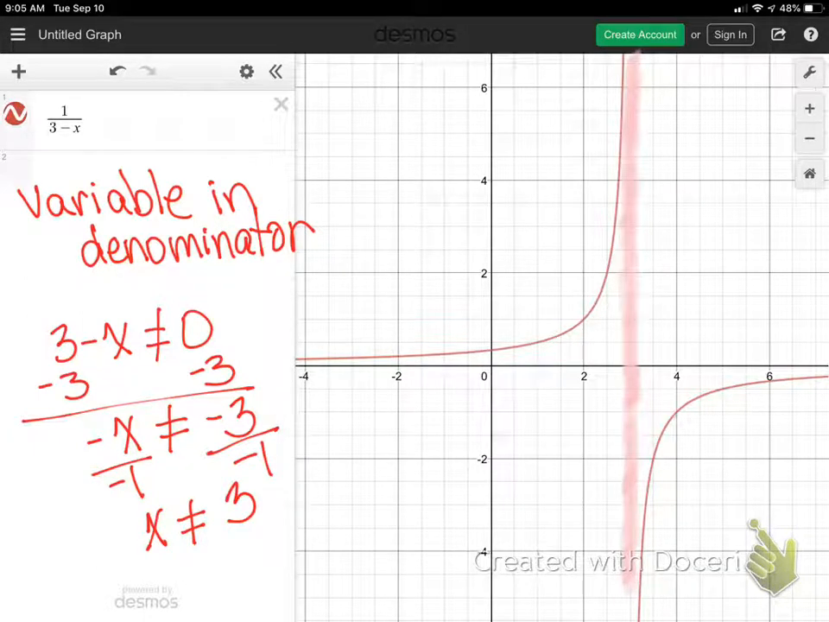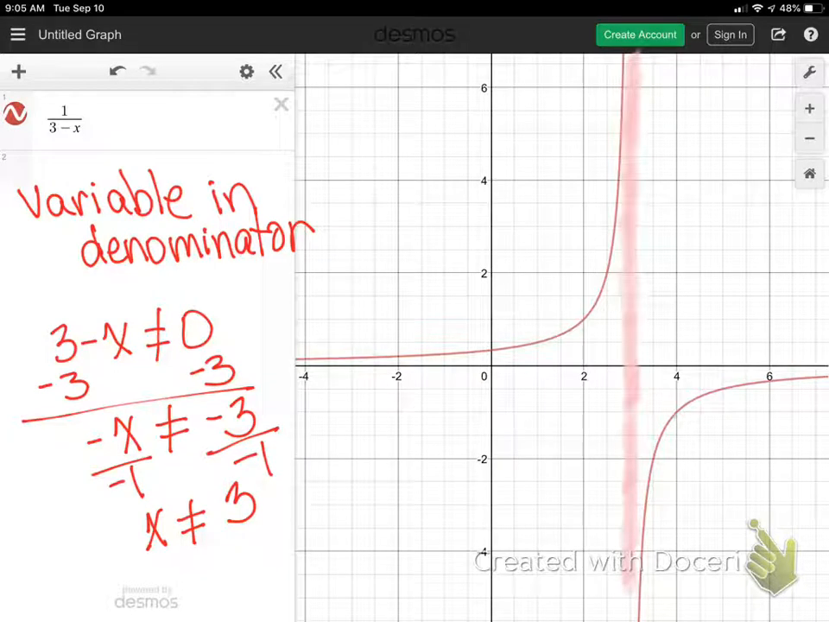And that correlates right where that vertical line is. Do you see my vertical line highlighted in pink? That's x equals 3. My graph will never ever touch that line. It will approach it, but it will never touch it. And that's x cannot be 3.